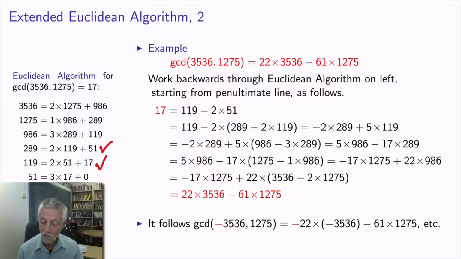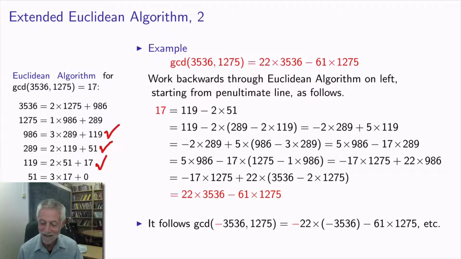Now, again, we're going to find that we can express the smaller of these two numbers, 119 and 289, by using this line here. 119 is a sum of 986 and minus 3 times 289. So we do that and we get this. So now we've expressed the greatest common divisor, 17, in terms of 986 and 289.